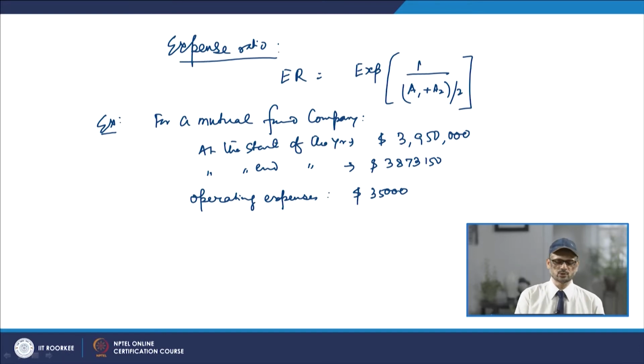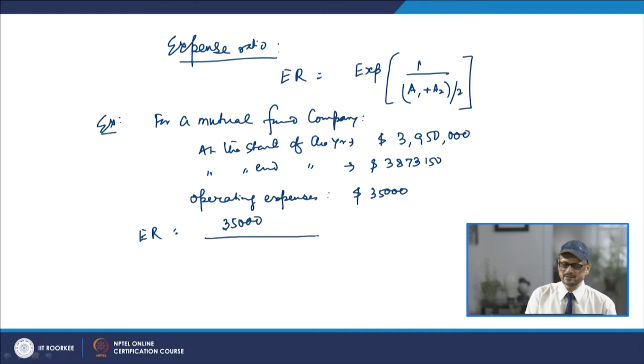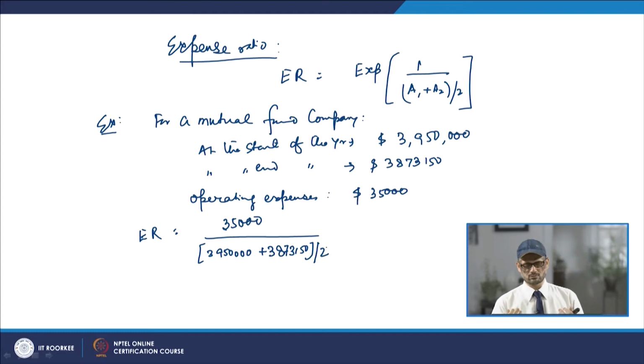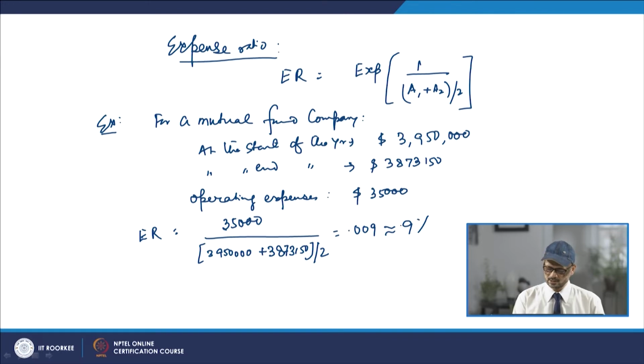In that case you can calculate the expense ratio. It will be 35,000 divided by the average of these two, 3950,000 plus 3873,150, divided by 2. That way you calculate the expense ratio, and it will come to something close to 0.009, that is 0.9%. So that way we calculate these values.